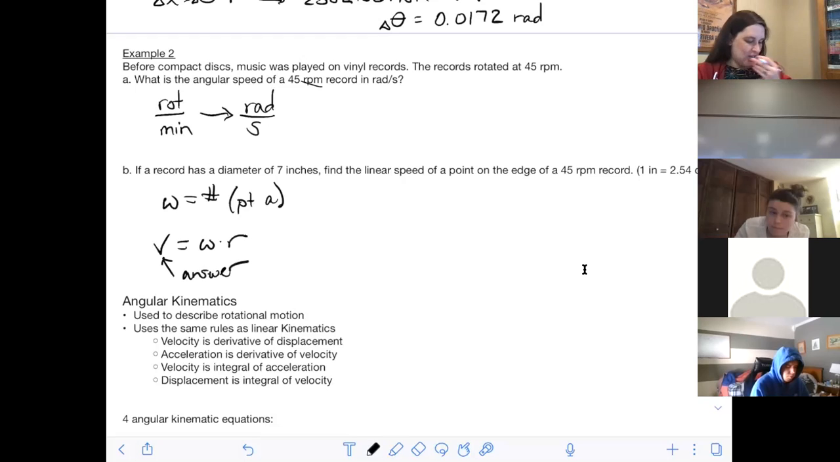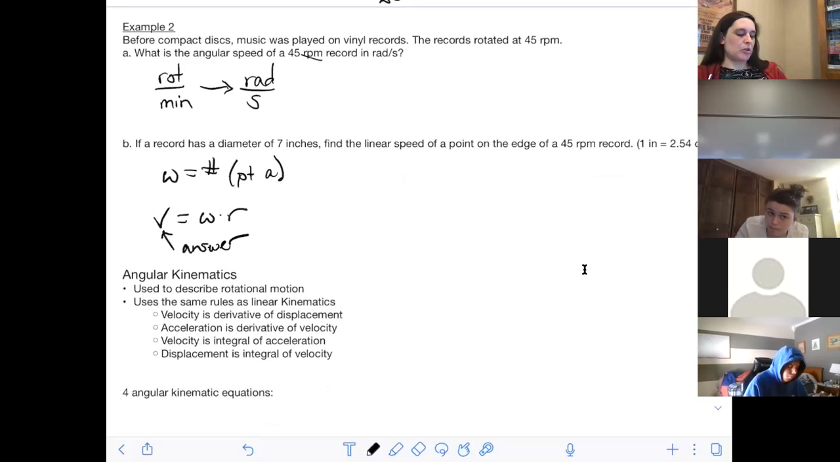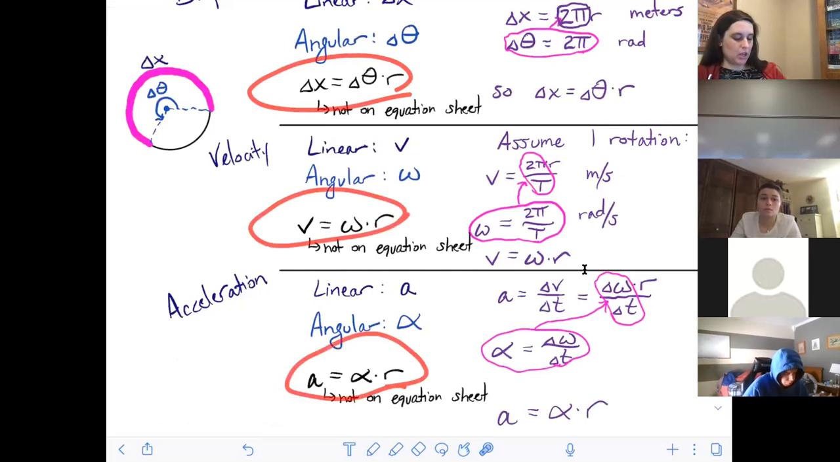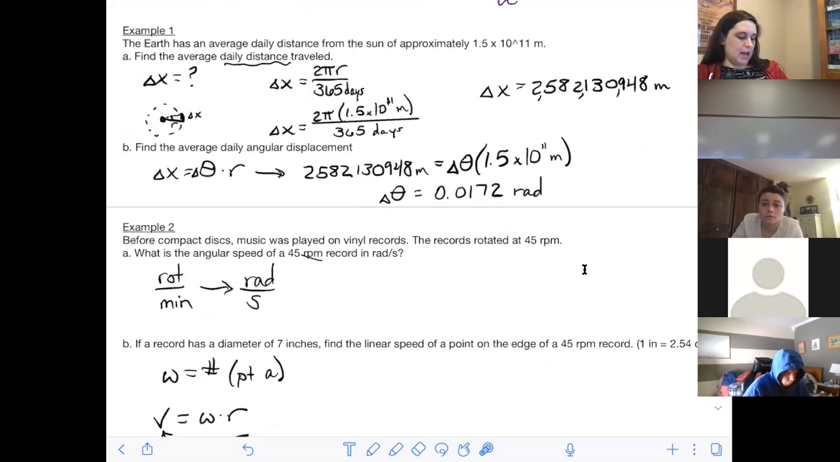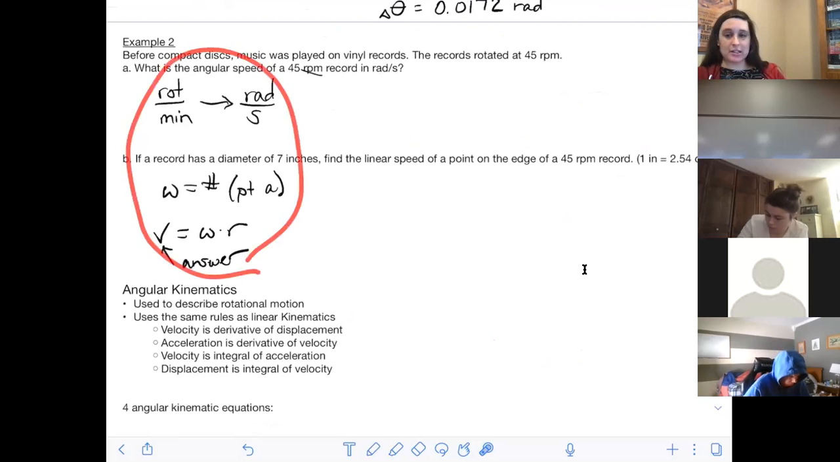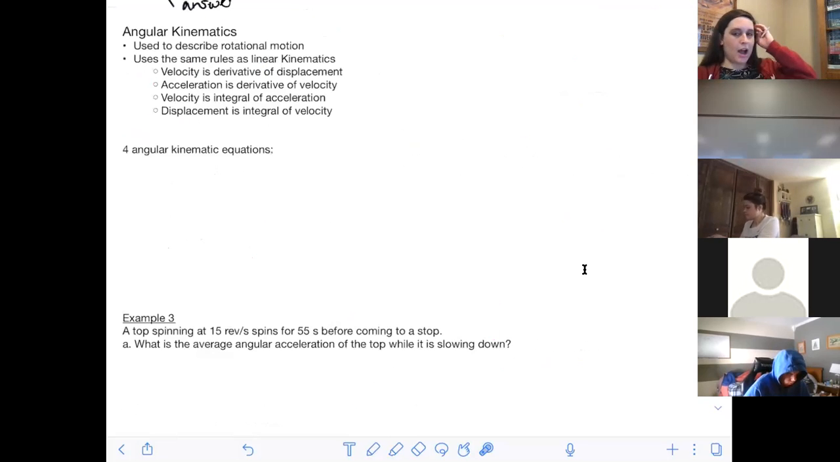Okay. So example 2 was just another opportunity for us to translate between our linear quantities and our angular quantities. But in the interest of time, I'm going to leave you the task of checking this out if you feel like it would be helpful. But otherwise, I would like to get to our angular kinematic equations.